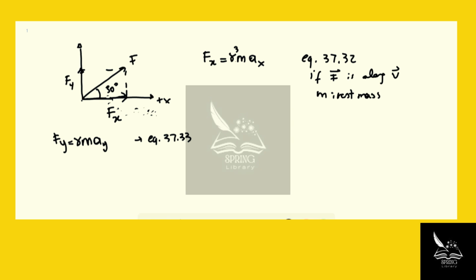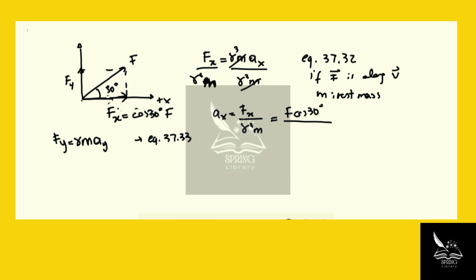Now, if we want to know what a sub x is, we can divide both sides by gamma cubed times m. So then we're isolating a sub x: F sub x divided by gamma cubed times m. From trigonometry, F sub x is going to be equal to cosine 30 times the F vector. So F cosine 30 over gamma cubed. Let's leave the gamma cubed aside and write down the mass here, the rest mass.